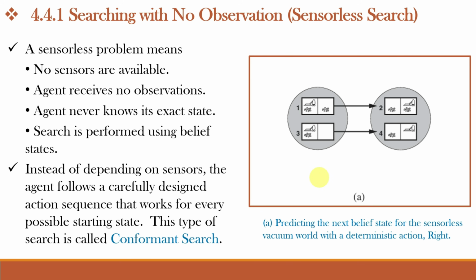This figure shows that after performing one action, the belief state changes from one set of possible states to another. That is, move right. See, here it is in room A and its sensors are not working, so it will not clean the dirt. But its action sequence is designed to move right, so it will move right. Similarly here, it will move right.